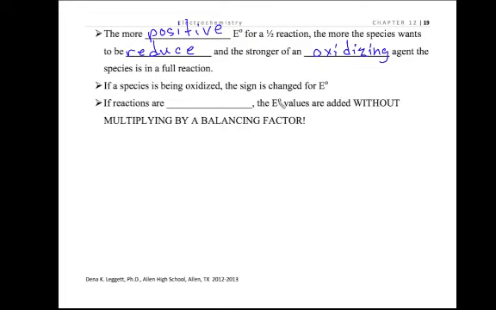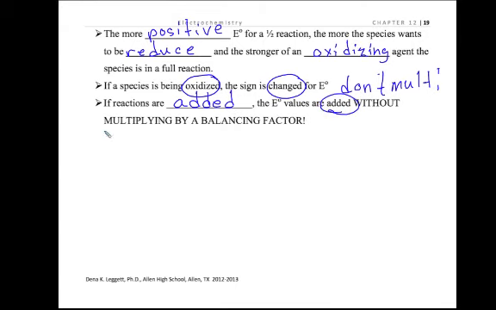If we have a half reaction that is for an oxidation, change the sign, but don't multiply by anything. Just change the sign. Okay, if reactions are added, the E naught values are added, but again, without multiplying by that balancing factor. Okay, in the next set of videos, we will begin our discussion of electroplating and calculations involving electroplating.